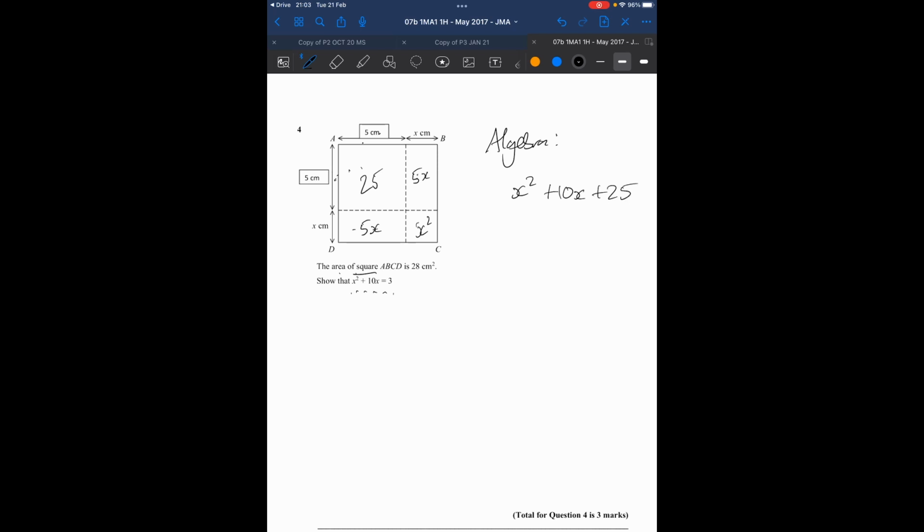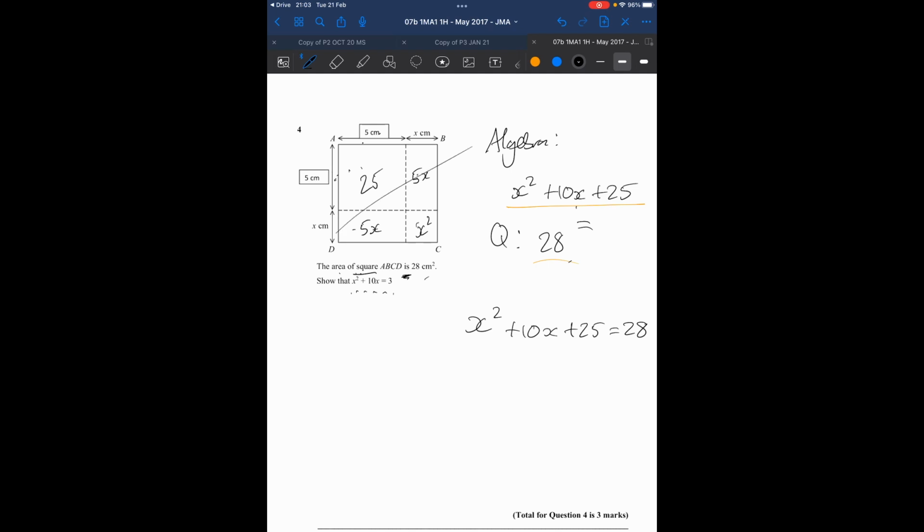Underneath, however, somebody's saying the area is 28. This is the question telling me it's 28. Well, which is it? Is it this or this? It's both. So that means I must be able to say that this is equal to this. In other words, x squared plus 10x plus 25 equals 28.